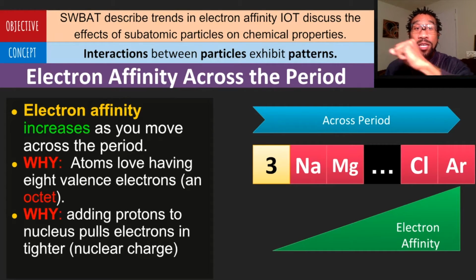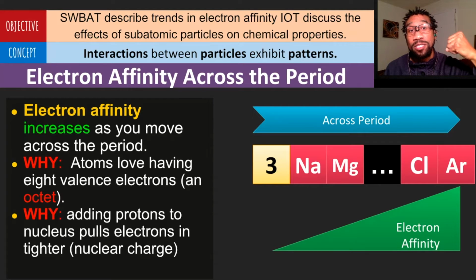So as you move from left to right, you start with one valence electron and then you go to eight valence electrons. And so the closer you are to having eight, then the more excited you are to receive that electron because you're so close to receiving that perfect octet. But then also, the reason why electron affinity increases from left to right is because of the addition of protons. As you increase the atomic number from left to right, you're increasing the nuclear charge, and therefore there is a natural tighter pull on the electrons. There's a greater attraction for electrons.